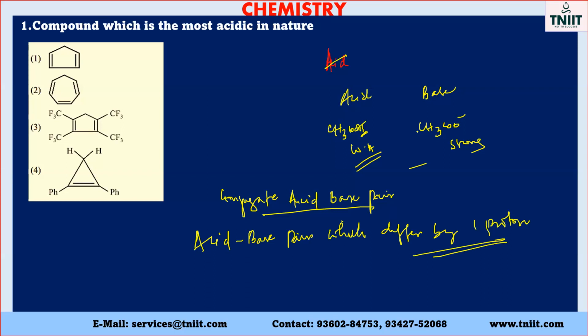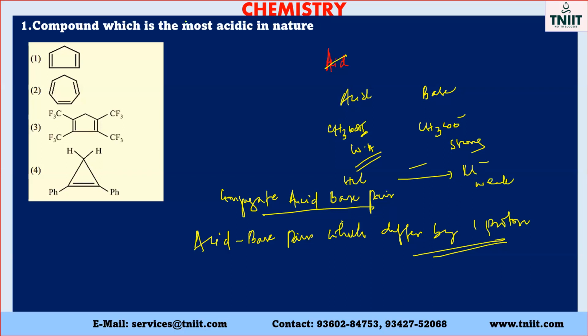Now, if the acid is weak, its conjugate base will be strong. If the acid is strong, its conjugate base will be weak. It is reversed. Please remember, if the acid is weak, its conjugate base is strong. If the acid is strong, its conjugate base will be weak. For example, HCl is a strong acid. Its conjugate base is Cl minus. The Cl minus will be weak, and HCl is a strong acid.